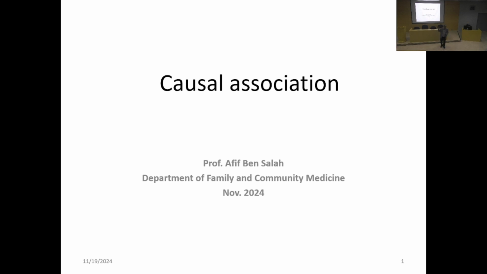There are more conditions that we will cover now. I want you to always remember this example, to remember that the strong association doesn't mean automatically a causal association between a risk and a disease.